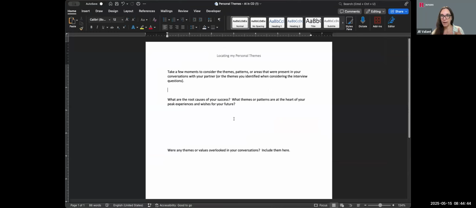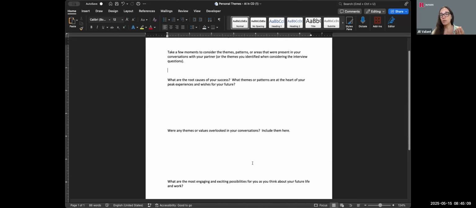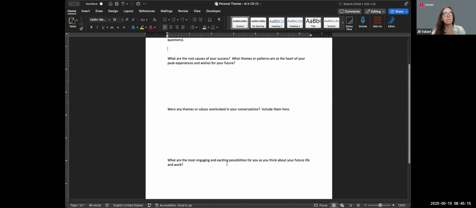When we think about appreciative interviewing and appreciative inquiry, remember, we're always thinking about that idea of that positive core. So think through the times that you felt most successful, satisfied, happy in your work or career or education. What were the root causes? What things were at the core of these experiences for you? What patterns were there within those experiences? If there are any themes or values that you feel are really important to you in your career that didn't come out in those conversations, you can list them here.